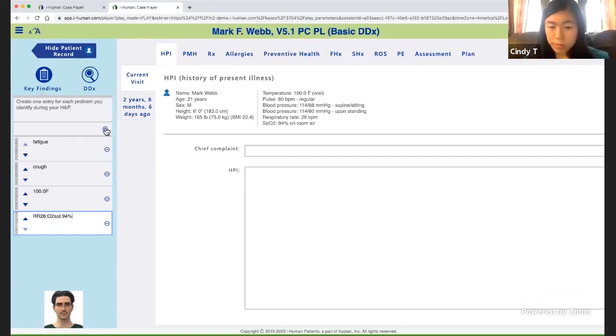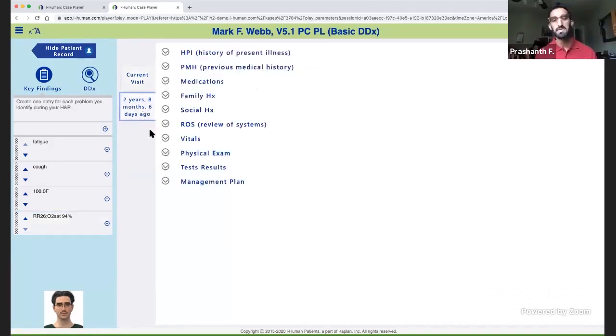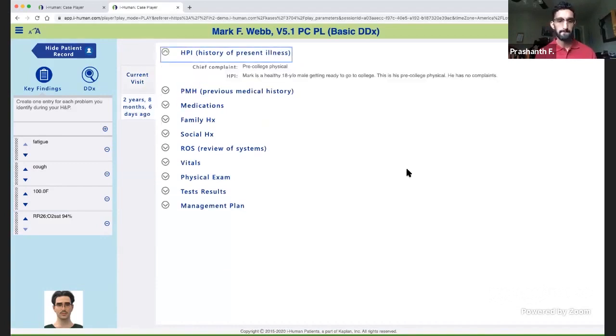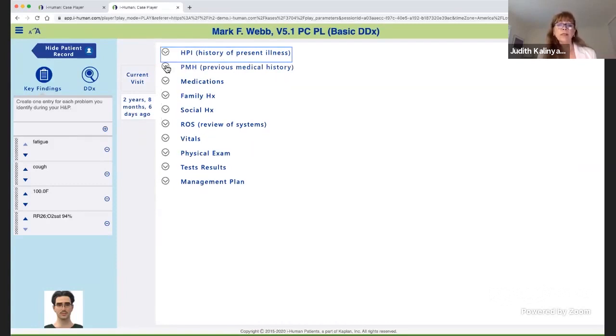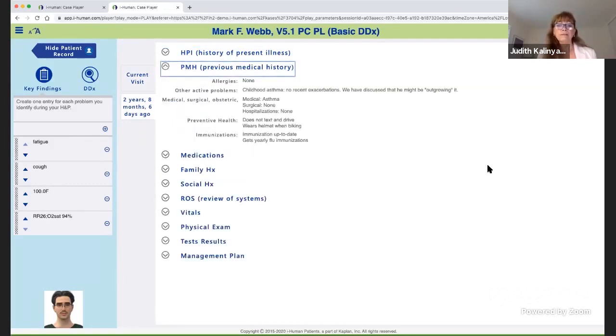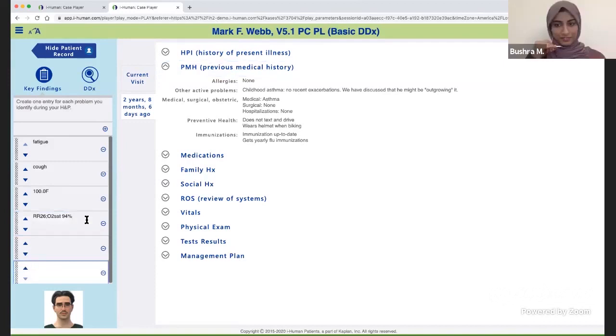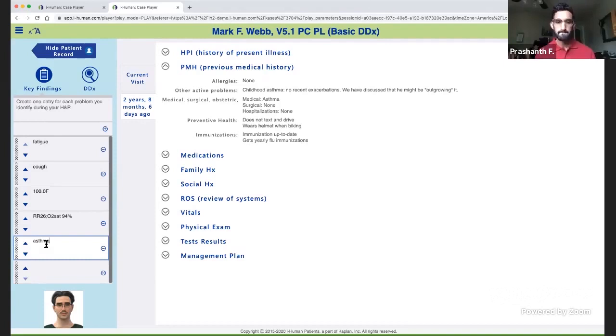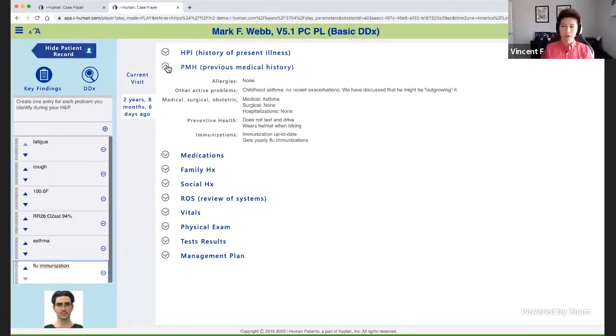Okay. Do we want to look at last time he was seen in the clinic? Yes. Absolutely. Or if he's had a recent like ER visit or something like that. Yeah, so he was seen 2 years, 8 months ago, pre-college physical. Tell me if you see anything I should write. History of childhood asthma. Okay. He got the flu vaccine. Okay, he got the flu vaccine. Seems to be pretty aware of his health in general, doing things to prevent unnecessary injury.